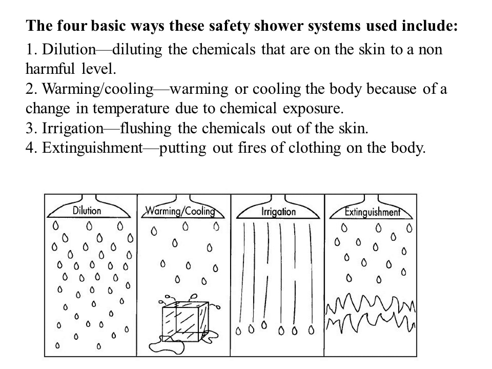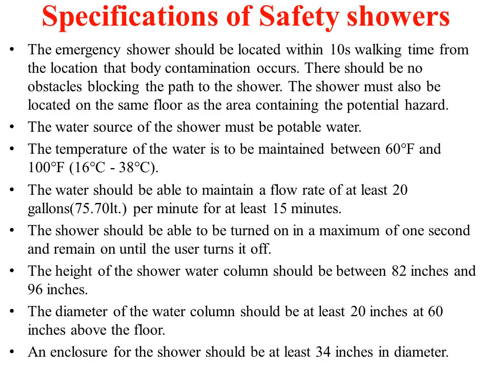Next, irrigation. Irrigation means a larger amount of water will be used, so this flushes the chemicals out of the skin. And the last is extinguishment. If a worker accidentally catches fire, his clothing catches fire, the purpose of extinguishment is putting out fires of clothing on the body. So any one of these types of safety showers can be used based on the type of chemicals being used in the industry.